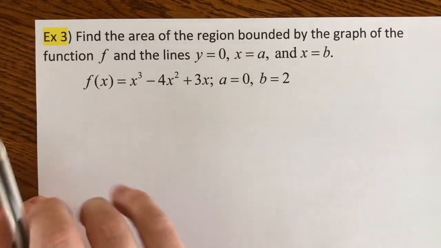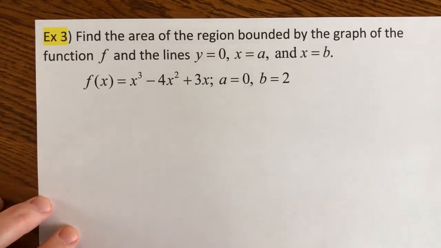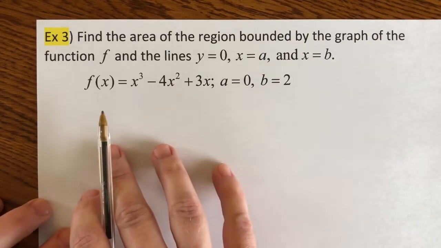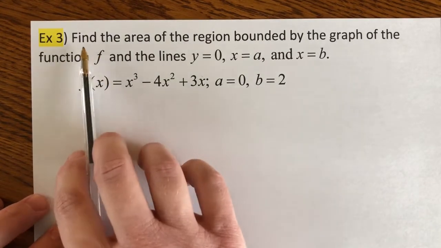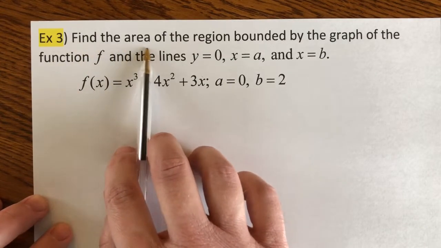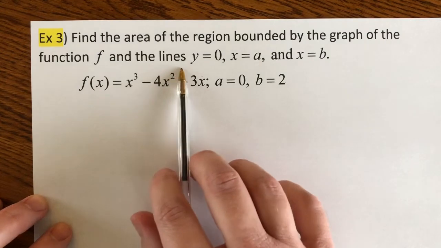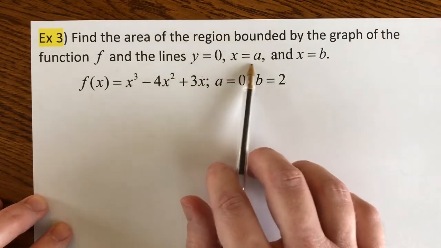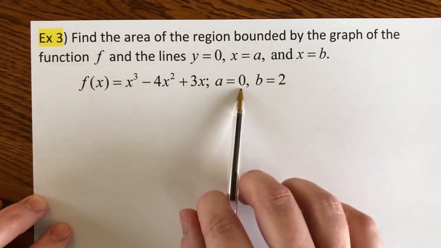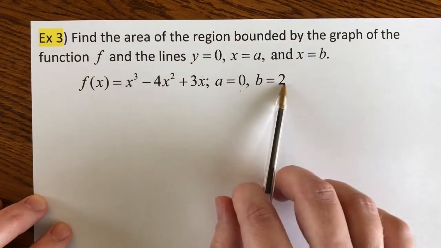Example 3. This one's going to be a little bit different than the ones we've been looking at thus far, and I hope you recognize that as we proceed. So find the area of the region bounded by the graph of the function f and the lines y equals 0, x equals a, that vertical line, and x equals b, the second vertical line.